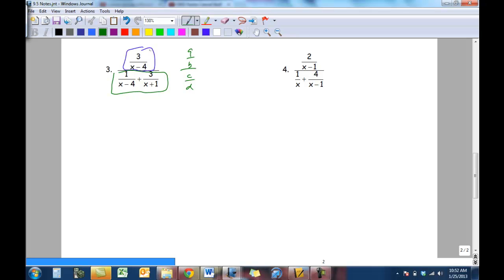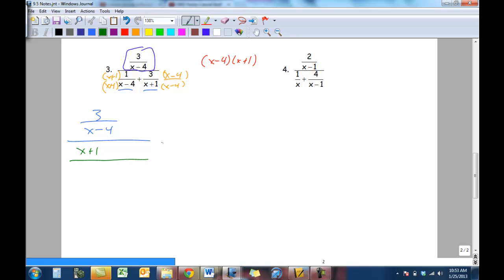All right, so this bottom part, we need a common denominator. The denominators are x minus 4 and x plus 1. Our common denominator here is going to be x minus 4 and x plus 1. In which case, this is missing an x plus 1 on top and bottom. And this is missing an x minus 4 on top and bottom. So the top remains the same. 3 over x minus 4 over, this is going to be x plus 1.